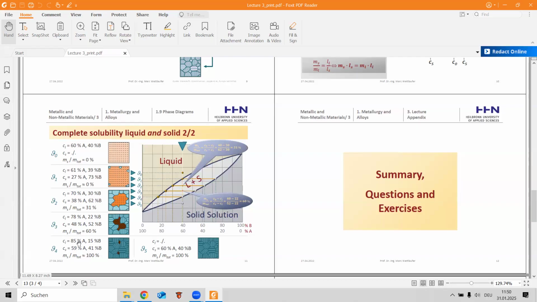And here for temperature 4, we use this line. The liquid concentration is 85% A and 15% B, and the concentration of solid is equal to 59% of component A and 40% B. Mass of solid divided by total mass is around 100%.